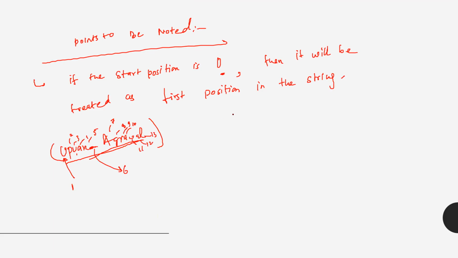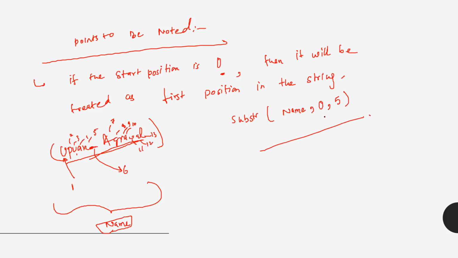So what if I want to select first 5 characters of my name? Suppose this particular value is stored in a field called name. So I want to select the first 5 characters of the name. Then it would be, start from the beginning, take first 5 characters. So this was point number 1.